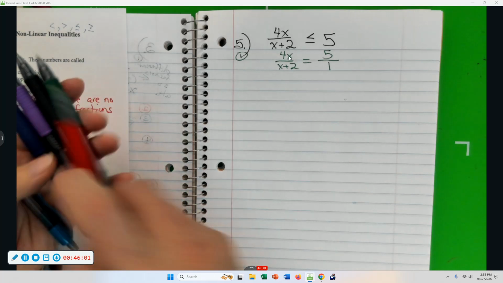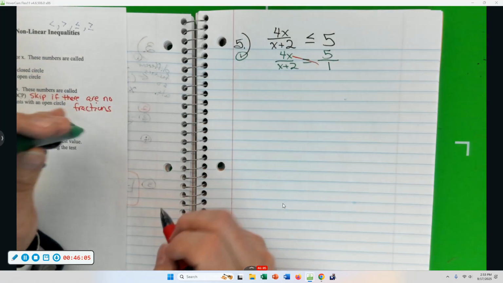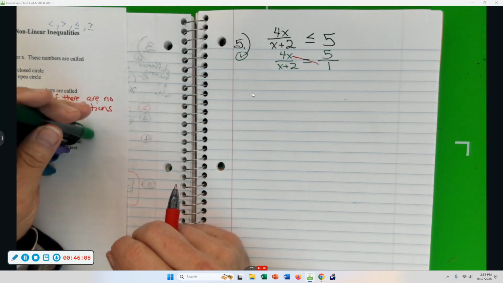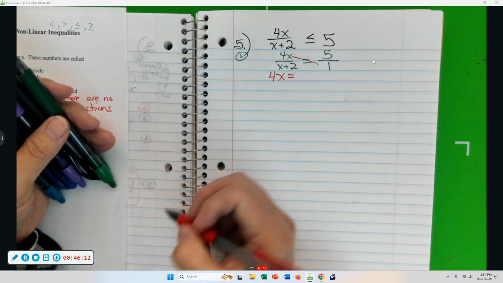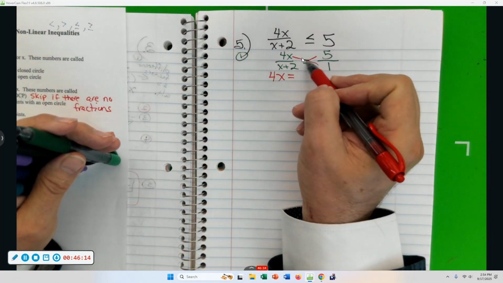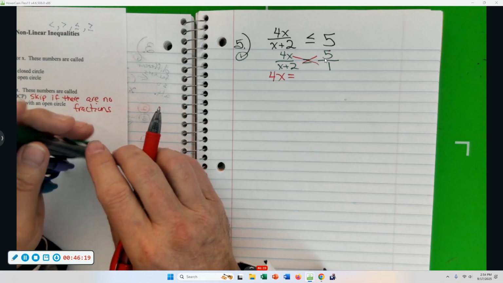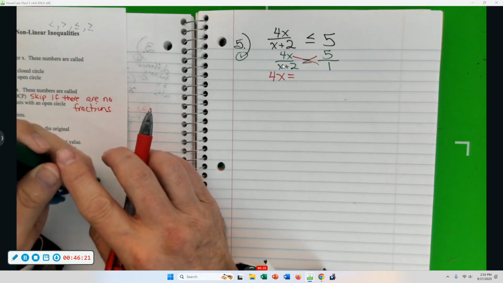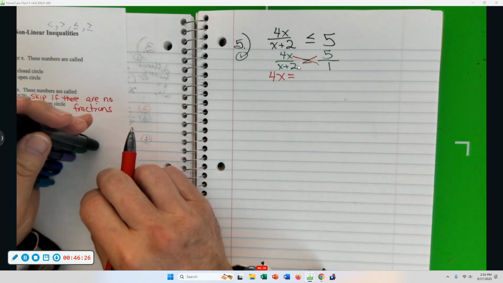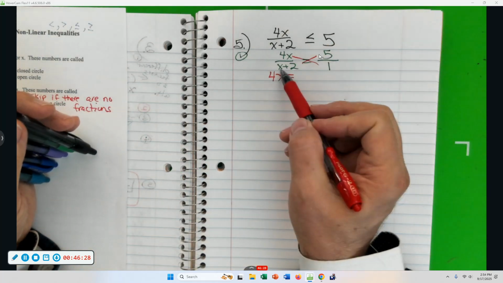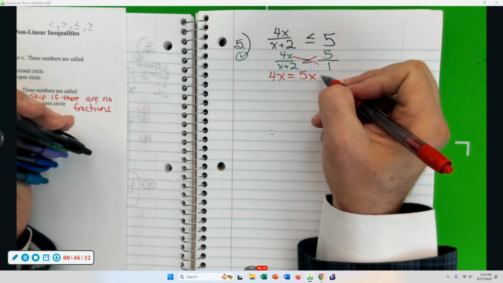Here we go. Multiply 4x times 1. That's going to give me 4x, equals, you take the 5 times x plus 2. Be careful. What are you going to have to do to multiply x plus 2 by that number 5? Starts with a D. Distribute. Call out what you're going to get. 5x plus 10.